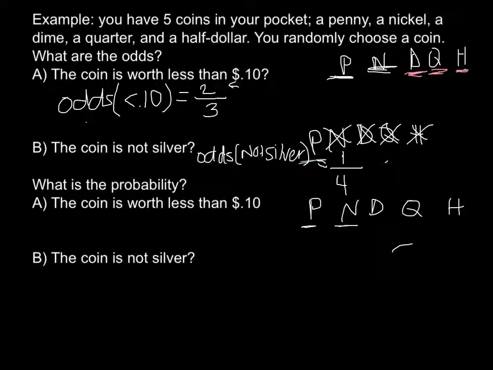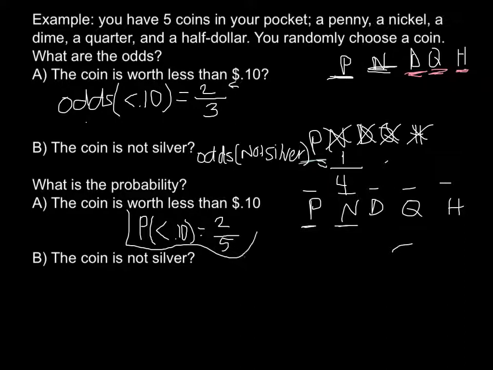So I know that the probability, or P, of less than 10 cents is going to equal, my numerator is going to be a 2. My denominator is going to be all of them, so I have to count 1, 2, 3, 4, 5. I have 5 coins. So here is my answer. Probability that you pick a coin less than 10 cents is 2 in 5.